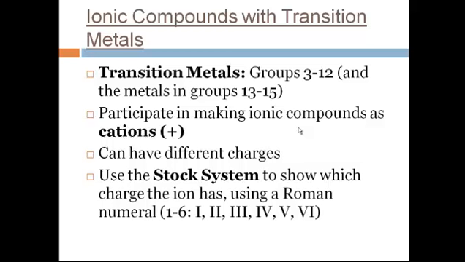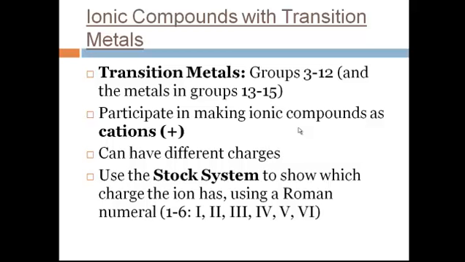Your title is Ionic Compounds with Transition Metals. The transition metals are the metals in groups 3 through 12, and then there are a couple metals in groups 13, 14, and 15, like lead and tin, that are also transition metals. These participate in making ionic compounds. And they're always cations, they're always positively charged ions, but there's no pattern for what ion charge they make. They can actually make different charges.